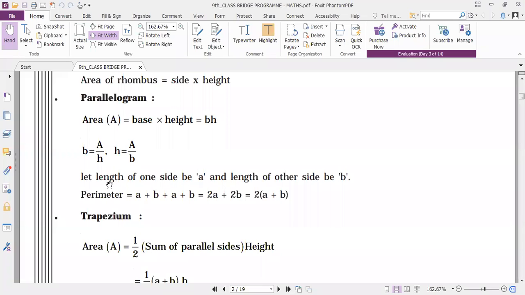Let the length of one side be A and the length of the other side be B. Perimeter is 2 into A plus B.